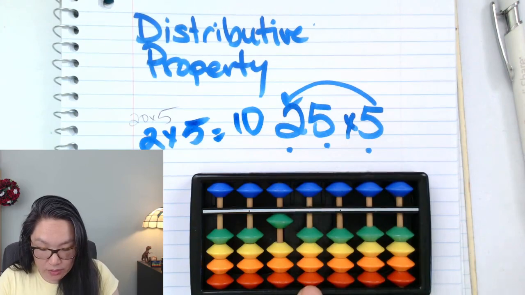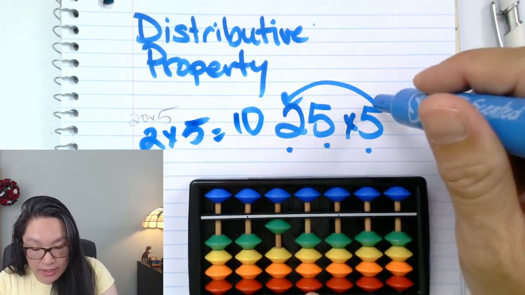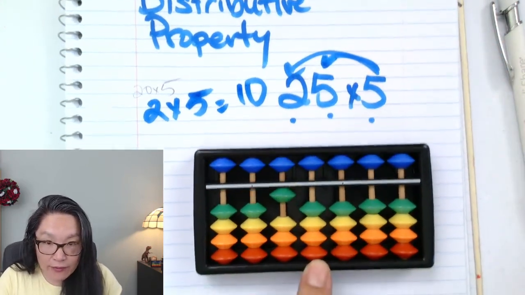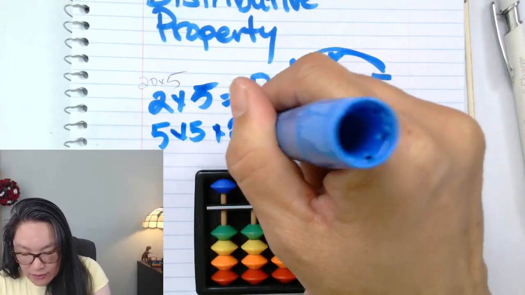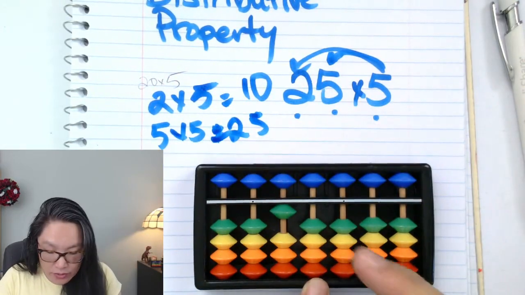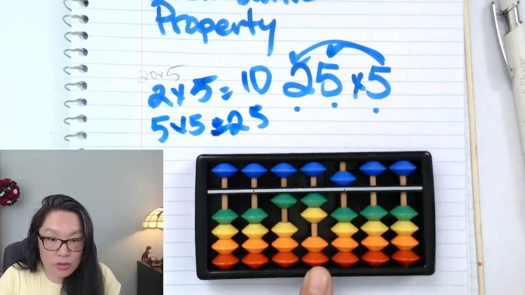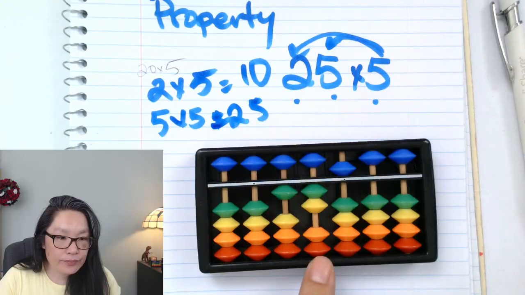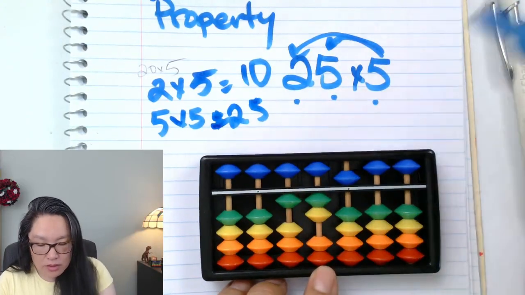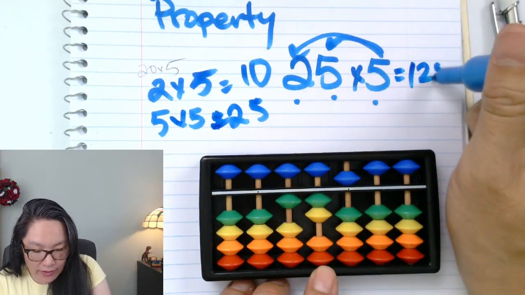1 and then 0. I'm moving my finger and I'm here. So then the next thing we're going to do is 5 times 5. 5 times 5 is 25. So all I got to do is add the 20 and add the 5. So my final answer is 125. Easy? So that one was easy, 125, right?